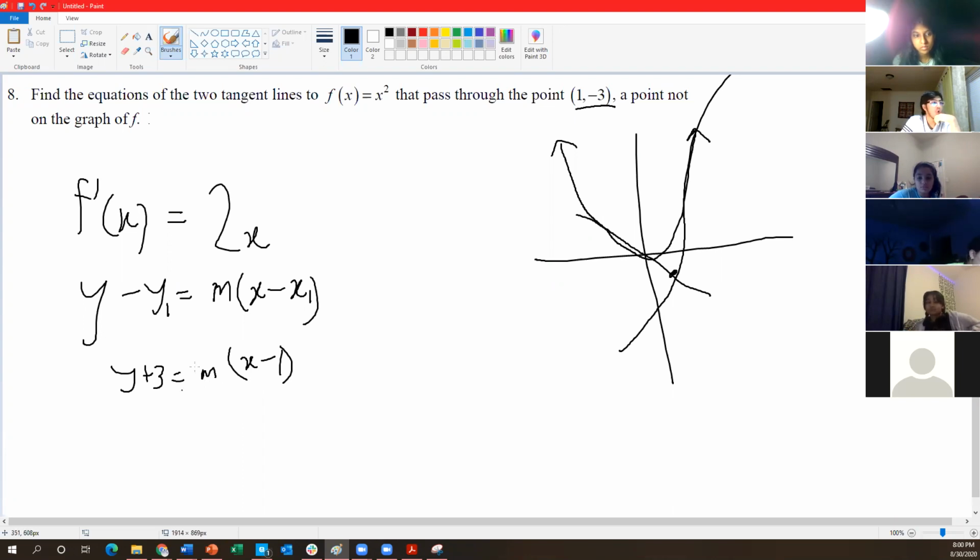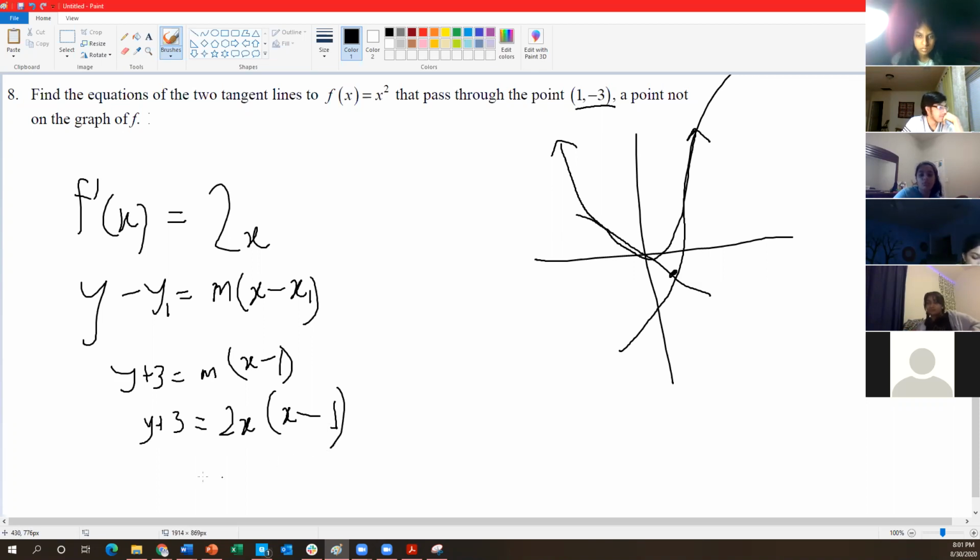And well, the slope is what? The derivative, right? Remember how in the last problem set when we were trying to figure out the value of k, we said the slope equals the derivative. We're going to do the same thing here. We're going to say y plus 3 equals 2x times x minus 1. I don't think I'm doing this properly. Let me think about this one more time.